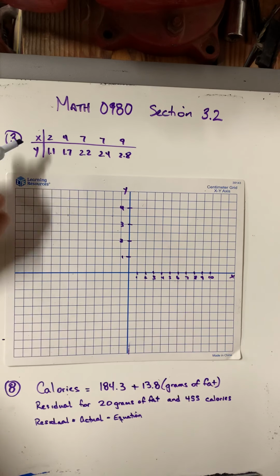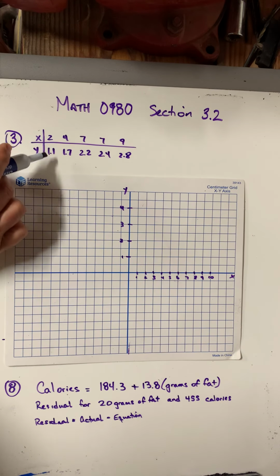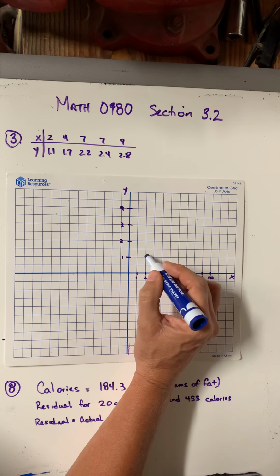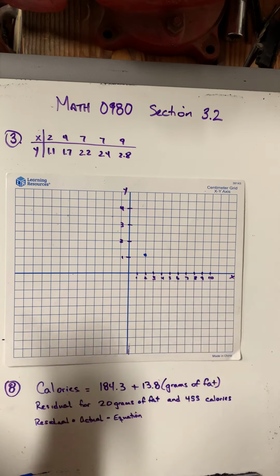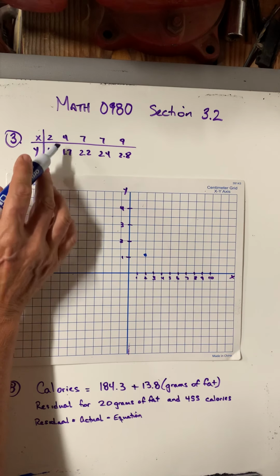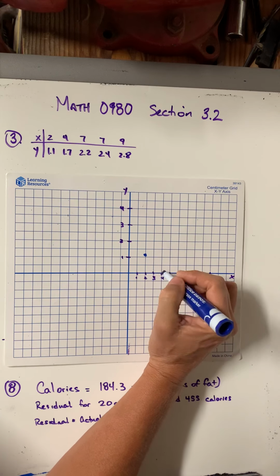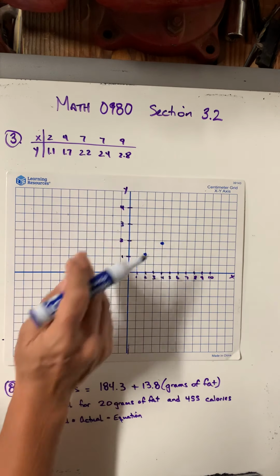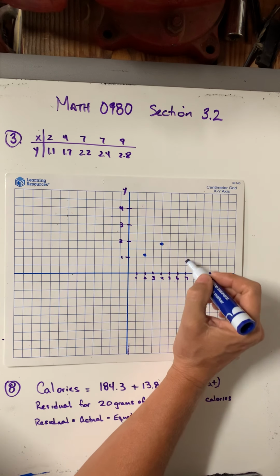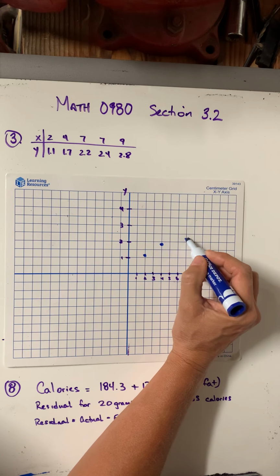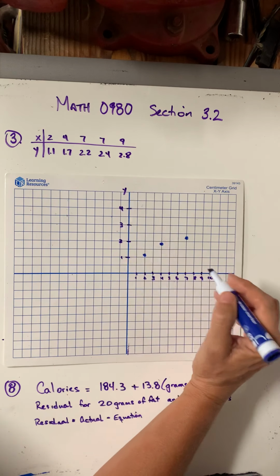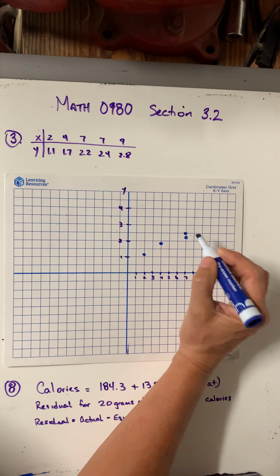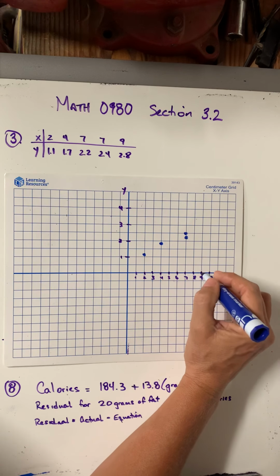So this first point is the point 2, 1.1. So when x is 2, y is 1.1, would probably be right about there. When x is 4, y is 1.7. So 4, 1.7. When x is 7, y is 2.2. So 7, 2.2. And then another 7, 2.4. So probably right here. And then a 9, 2.8.